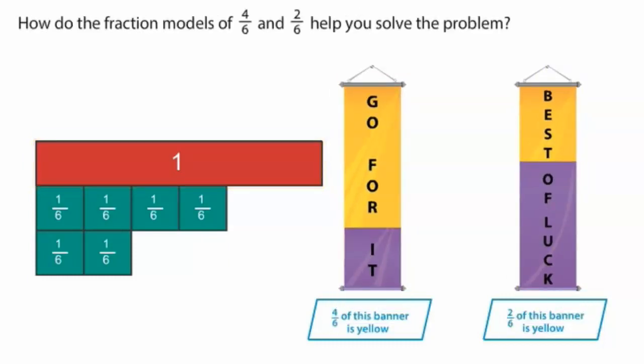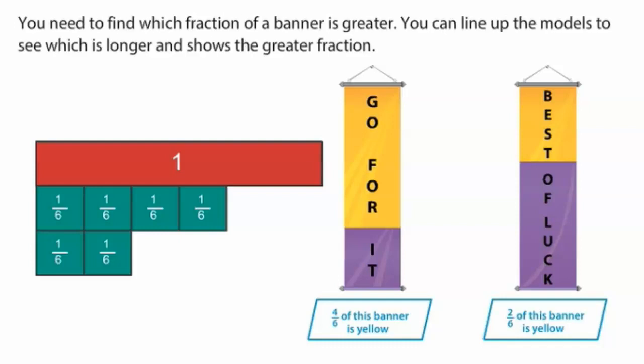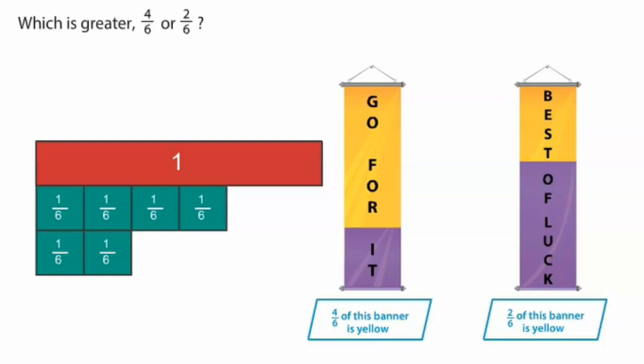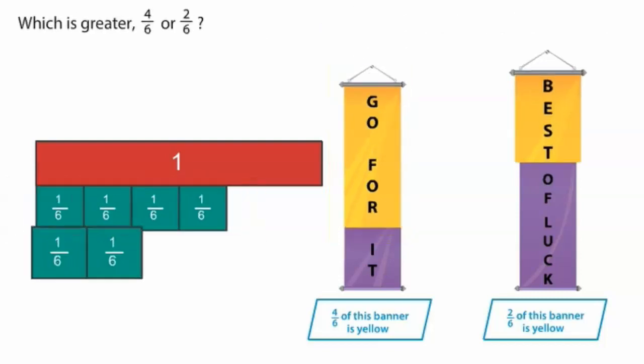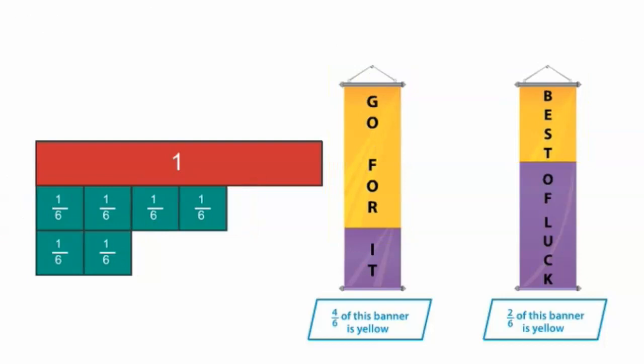How do the fraction models of 4/6 and 2/6 help you solve the problem? You need to find which fraction of a banner is greater. You can line up the models to see which is longer and shows the greater fraction. Which is greater, 4/6 or 2/6? 4/6 is greater than 2/6.